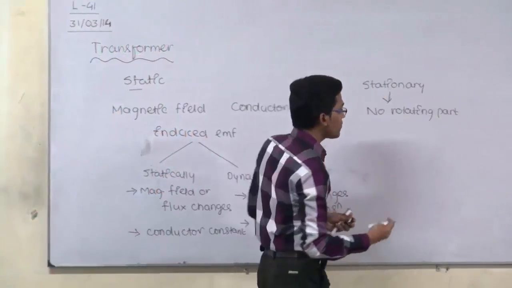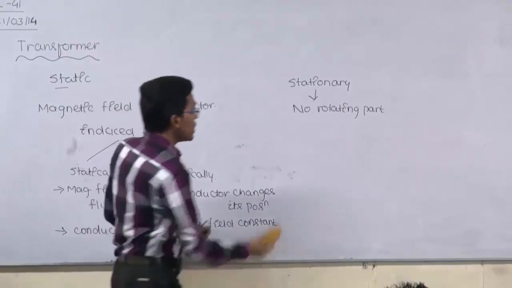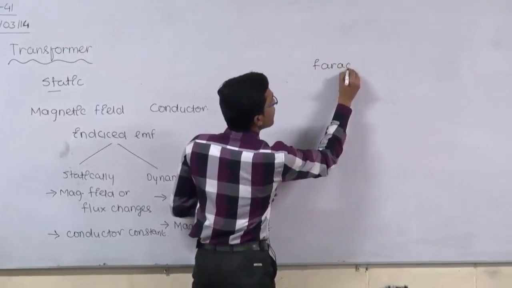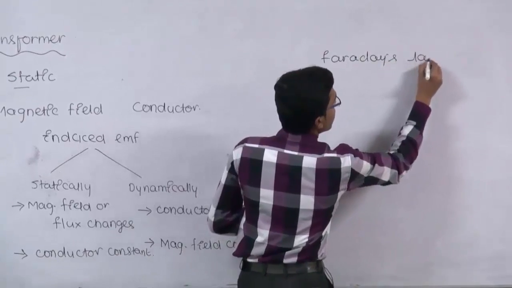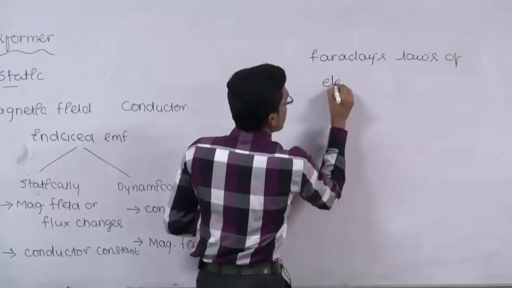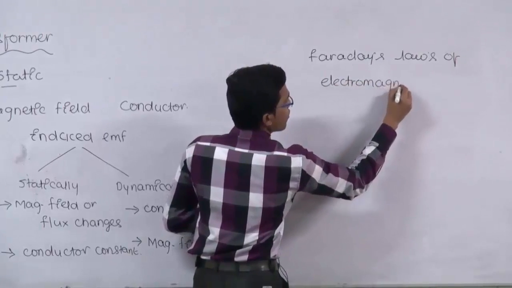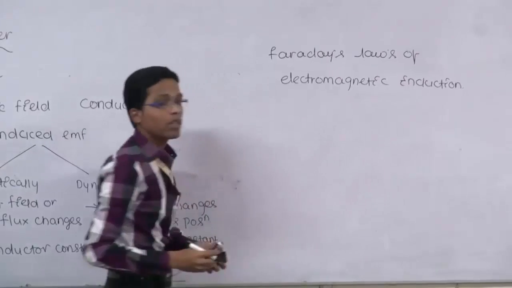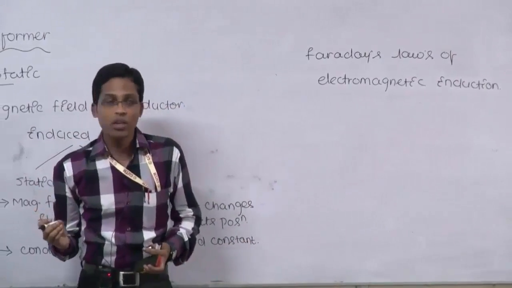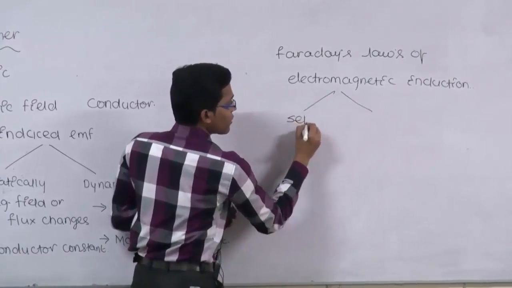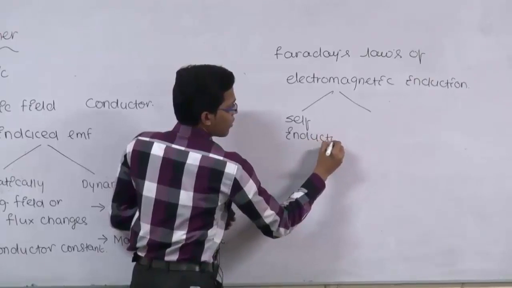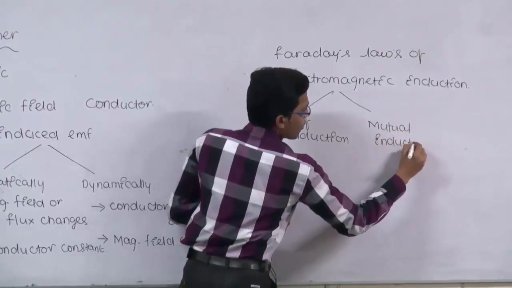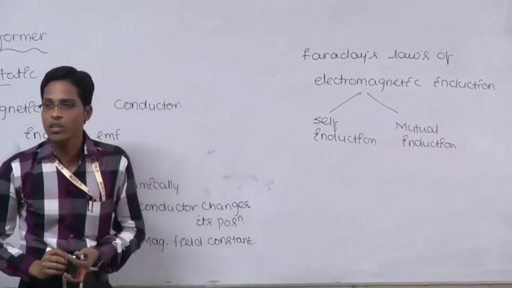We have read about Faraday's laws of electromagnetic induction. Depending upon this method, the transformer also works. Just like the DC generator and DC motor we have read about, this machine is actually working depending upon Faraday's laws of electromagnetic induction. And when we are talking about Faraday's law, this includes self-induction and mutual induction. We'll discuss one by one what is self-induction and what is mutual induction.